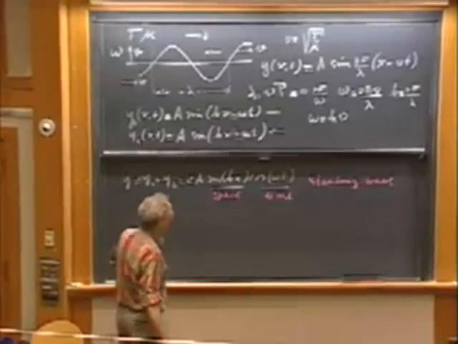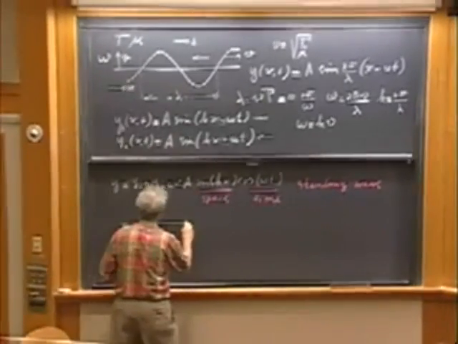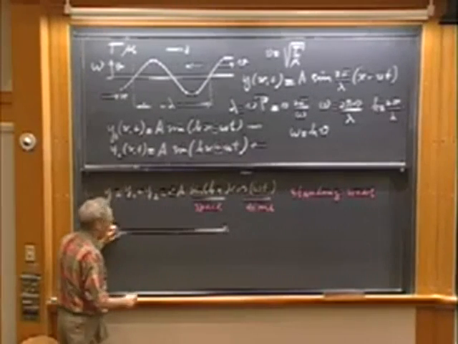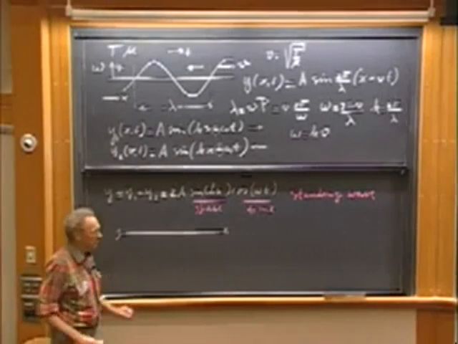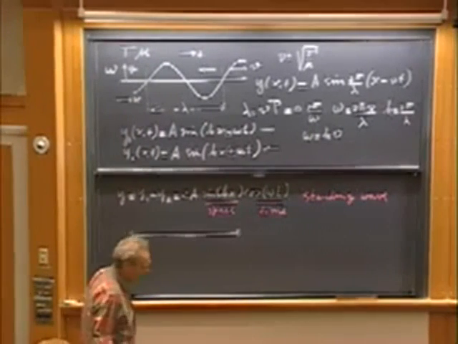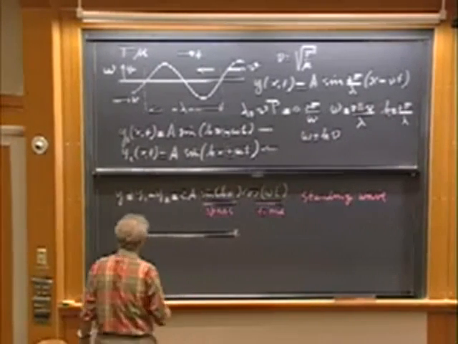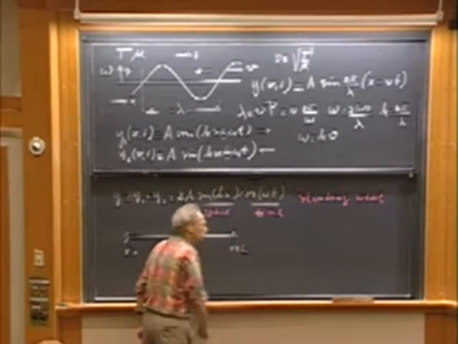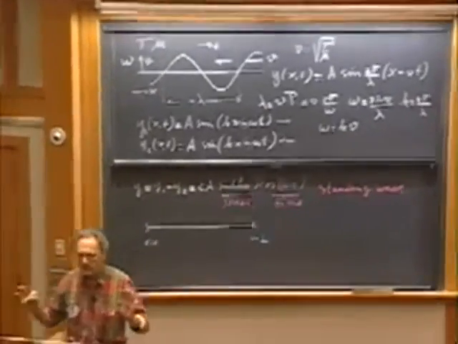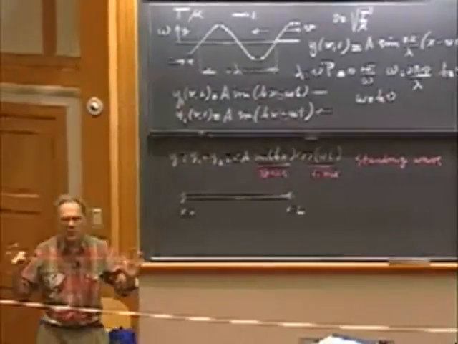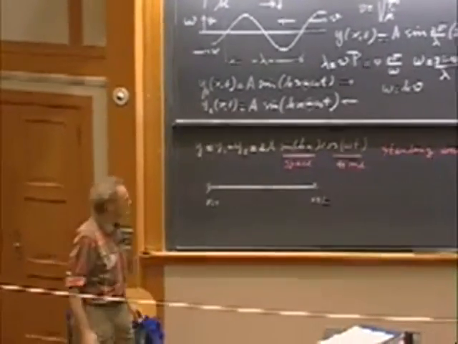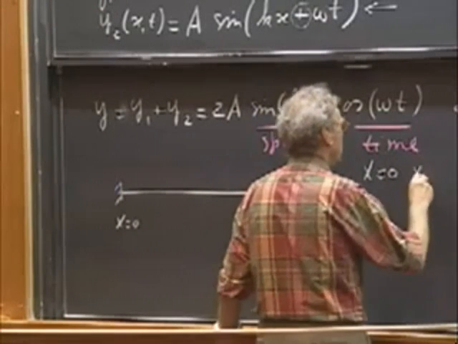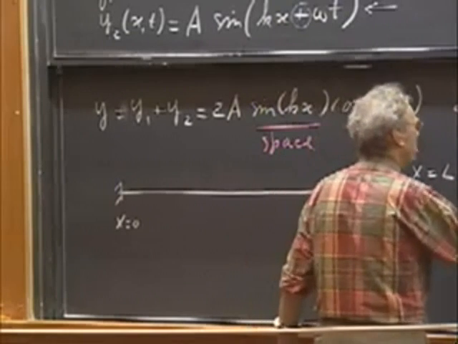Now, I'm going to make the string fixed at this end, and fixed at this end, well, I may shake it a little bit here. You will see a demonstration of that. And now, at this x equals 0, and at this x equals L, I now have boundary conditions that I have to meet. Y cannot be anything but 0 there, because it's fixed. And so I now demand that at x equals 0, and at x equals L, that y must become 0.